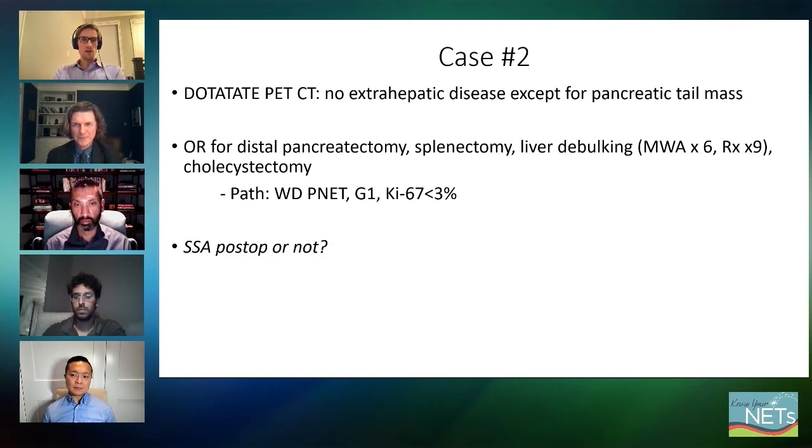Great. Now, what now? Should we start him on an SSA post-op? Remember, he was on an SSA pre-op and had some progression, at least of his primary tumor.